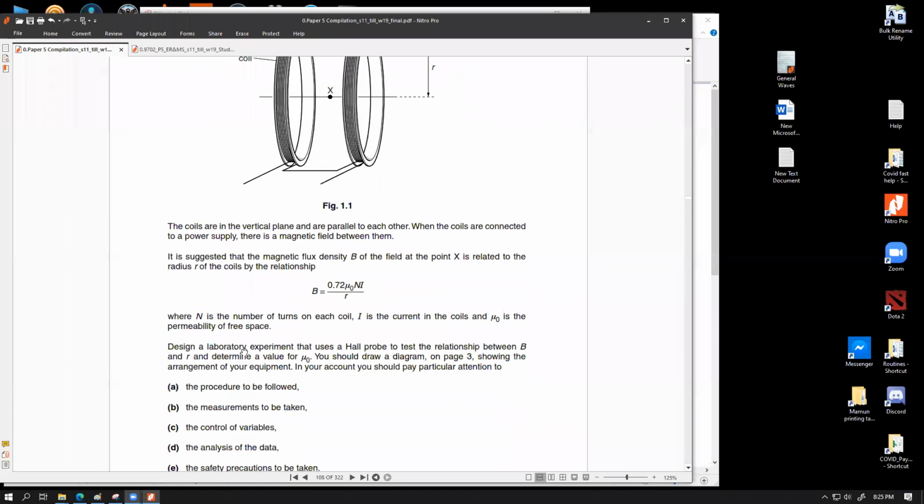Okay, this is a laboratory experiment that uses a Hall probe to test the relationship between B and R and determine a value for mu naught. You should draw a diagram on page 3 showing the arrangement of your equipment. You should pay particular attention to, and so on.